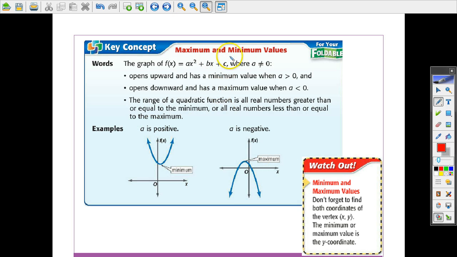Maximum and minimum values. This is what we're talking about. If it's positive, yay, it's happy. If it's negative, boo, it's a frowny face. So if it's positive, it has a minimum. If it's negative, it has a maximum. Something to watch out for with maximum and minimum values: don't forget to find both coordinates of the vertex, x and y. The minimum or maximum value is the y-coordinate.